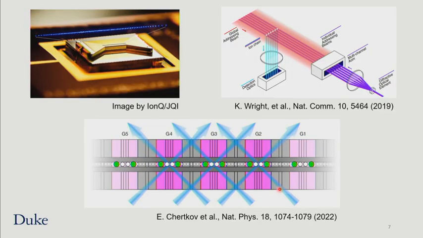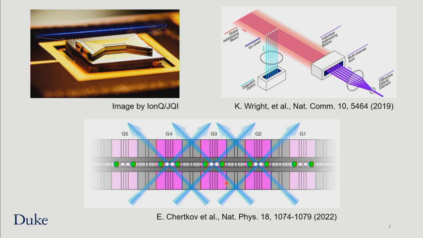So we're going to talk about trapped ions. I'm sure all of you have seen this picture before. It's a very nice surface trap chip. You can trap 30-ish ions in a linear chain, and you can use lasers to individually address them and do single qubit gates and 2 qubit gates.